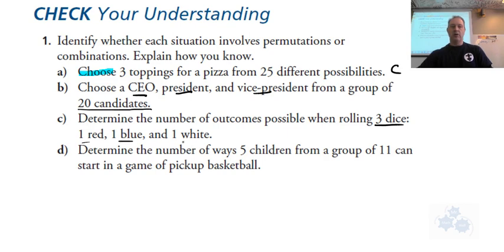Okay. Determine the number of outcomes possible when rolling 3 dice, 1 red, 1 blue, and 1 white. Okay. This may be a little bit tougher, but think about that. You're rolling 3 dice. Now, does order matter? Does order matter? 3 dice. What do you think? What are your thoughts? No? Or does it matter? Okay. Do you want to say why order wouldn't matter there?